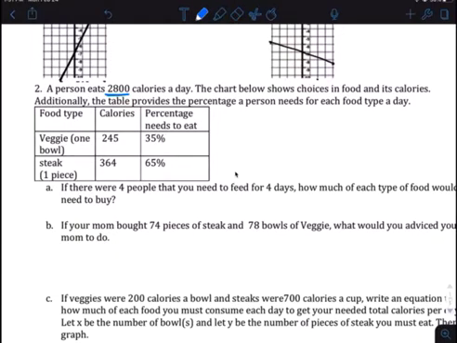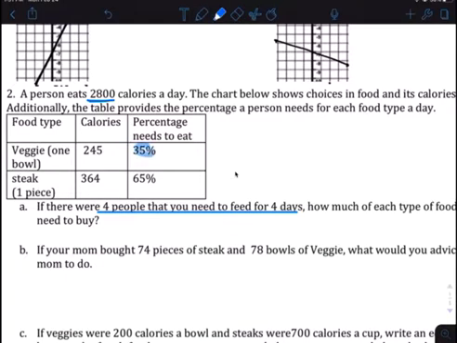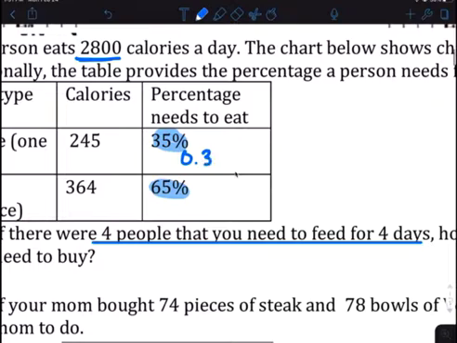Additionally, the table provides the percentage a person needs for each food type a day. If you need to feed 4 people for 4 days, how much of each type of food would you need to buy? So anytime you have a percent, you need to turn it into a decimal, and you're going to multiply something to it. In this case, it's this 2,800.